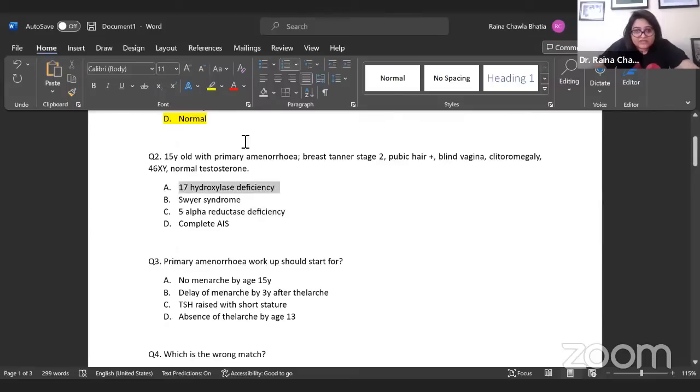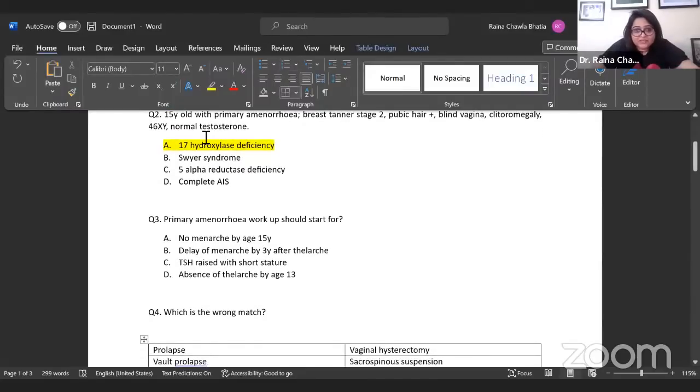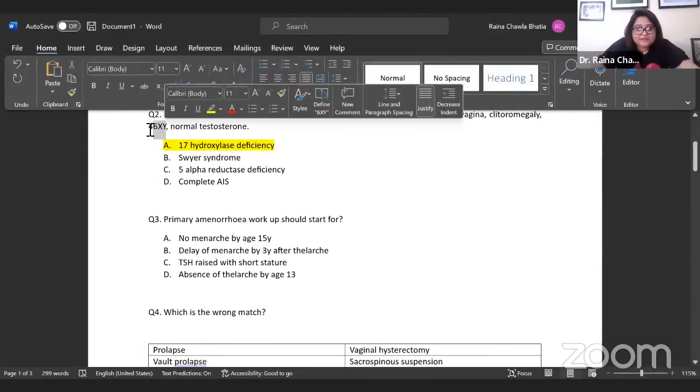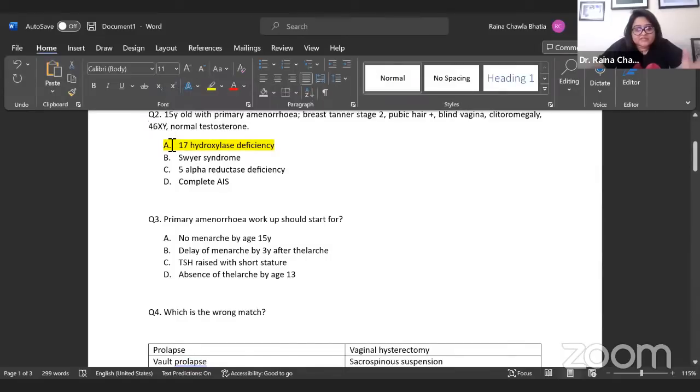So what I would give here, and if this is the correct question, okay, so there's a doubt in this question, I have all the parameters, this would be in favor of 17 hydroxylase deficiency or congenital adrenal hyperplasia, but in a male with a 46XY karyotype. So there's decreased virilization in 17 hydroxylase 46XY. This was a tough question, it was not an easy question.